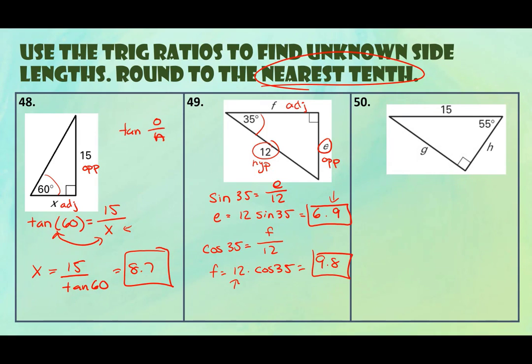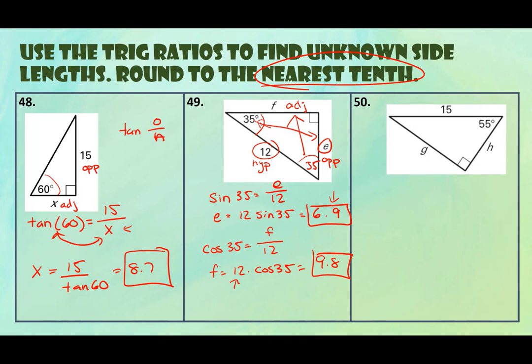I also like to look back at the original question to make sure that my answers make sense. Because this angle here is 35, then this angle is going to be bigger. It's actually going to be 55. And because this angle is bigger, that means this side is going to be bigger than this side. So it makes sense that 9.8 is bigger than 6.9. It's a really easy way to quickly check your answers.